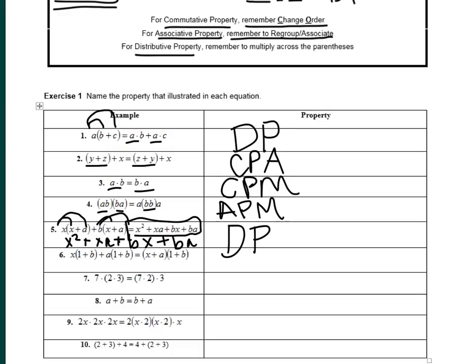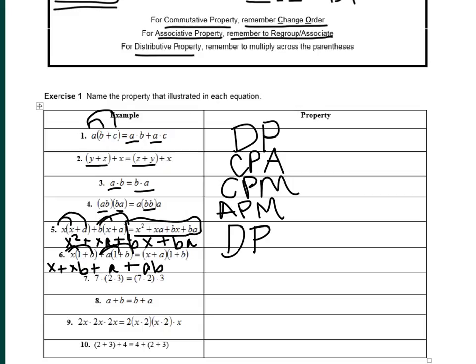Now the next one, you see parentheses. You may think, you know what, I'm going to distribute on the left side and see if I get what I got on the right side. X times 1 is just 1x. X times b is plus xb. A times 1 is just 1a. A times b is ab. Doesn't really look the same as it does on the right.